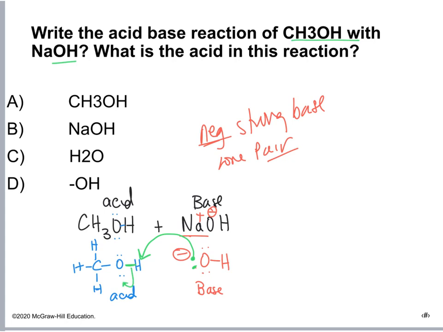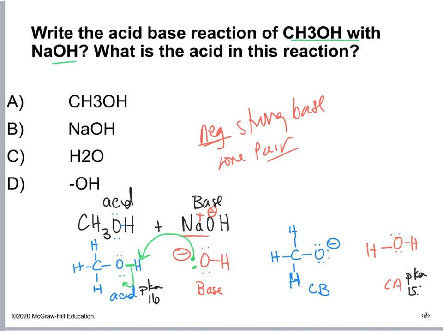And then you want to draw on the product side the conjugate base. We'll just do CB, conjugate base. And then the conjugate acid is water there. Okay, and so the acid gets a pKa value. You can look at your table. Methanol, you're looking at about 16, and the pKa of water is about 15.7.